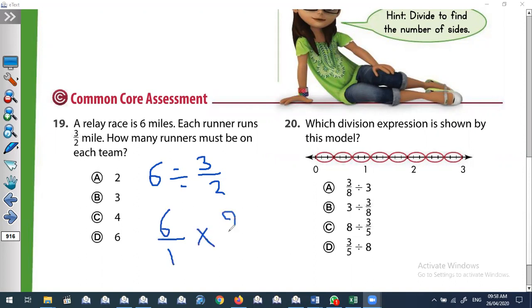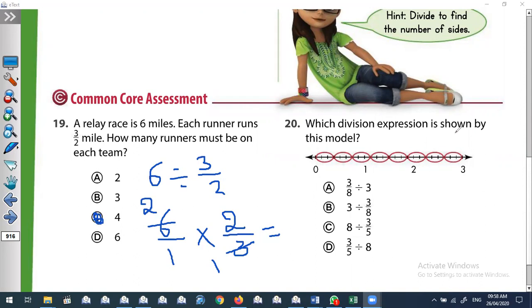Drop, change, flip. 3 over 2 will be 2 over 3. 6 and 3, both of them are in table 3. 3 divided by 3 is 1. 6 divided by 3 is 2. 2 times 2 is 4. So the answer is 4.